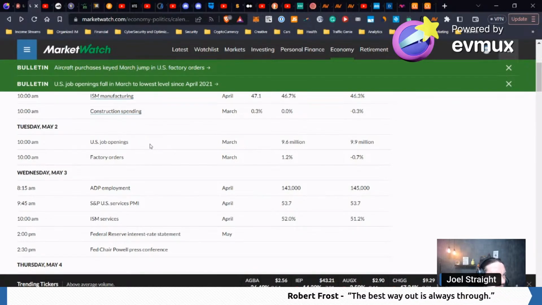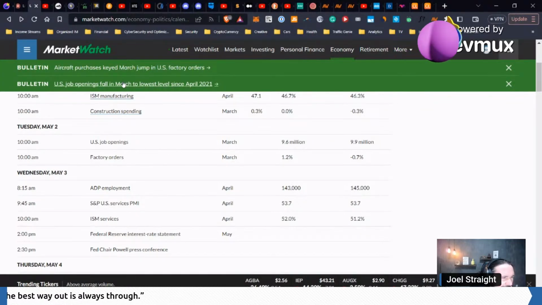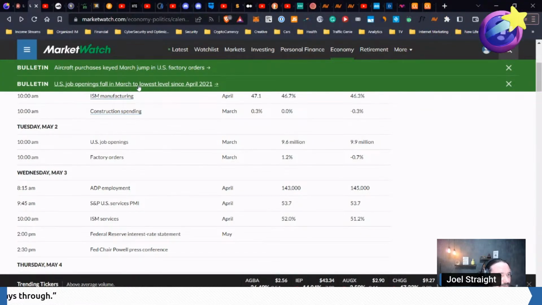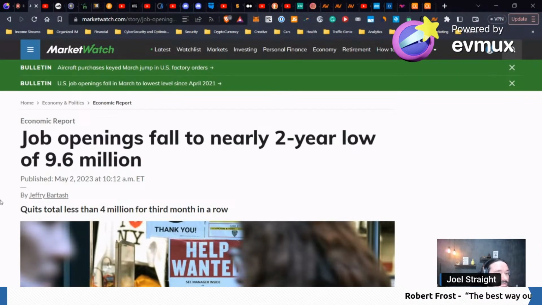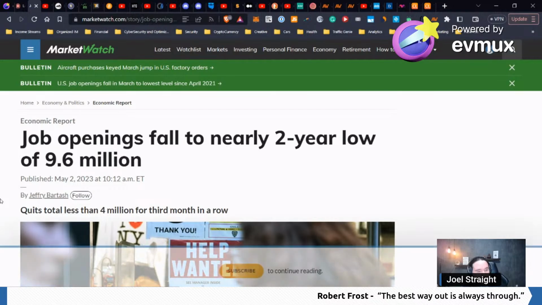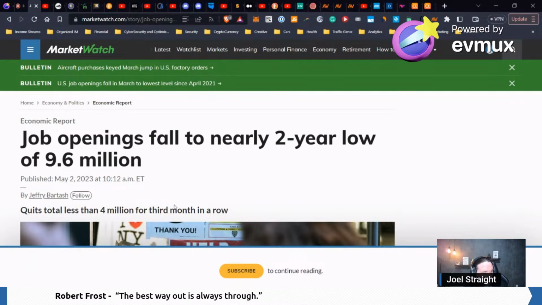Bulletin, aircraft purchases keyed March jump. U.S. factory orders. Job openings fall to nearly a 2-year low of 9.6 million. So April 2021 was the last time it was this low.